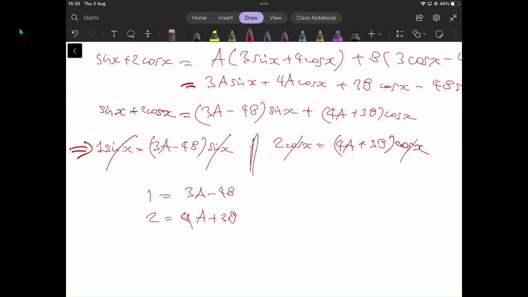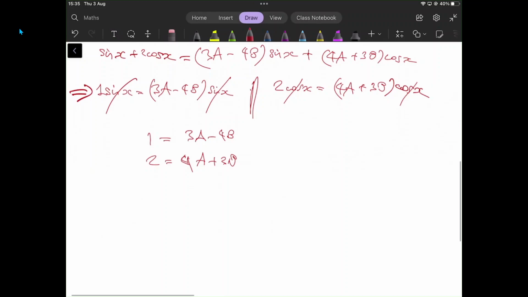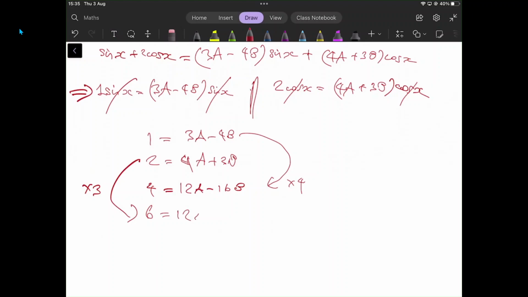One satisfying way to do it is to take the first equation and multiply that by 4, and then we end up with 4 equals 12a minus 16b. Then we take the second equation, multiply that by 3, and we get 6 equals 12a plus, that's a 3 by the way, plus 9b.